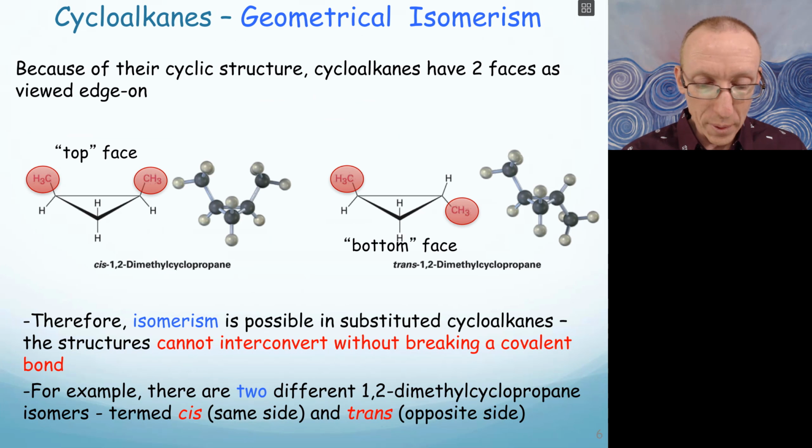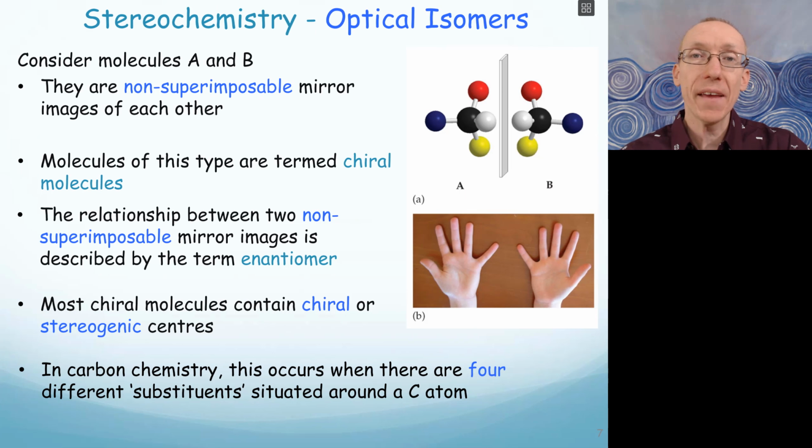Now, when we talk about these cycloalkanes, the geometric isomers, really there's just the possibility of cis and trans when we have two groups. So if they're both on the same side, that would be cis. If they're on opposite sides, that would be trans. Now let's compare that to a situation known as optical isomers or enantiomers.